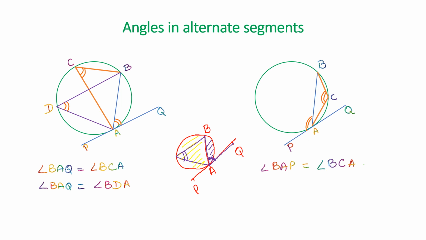Here I am looking at this angle made by the chord with this side of the tangent. Since this angle is in this segment, we have to look at the alternate segment, meaning I go to this side. That means angle BAP is equal to angle BCA.